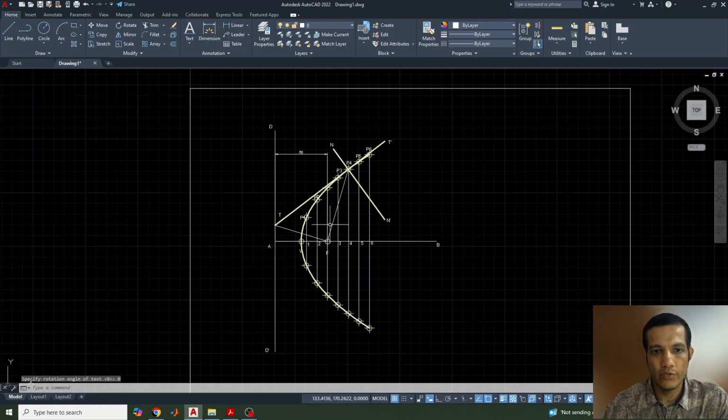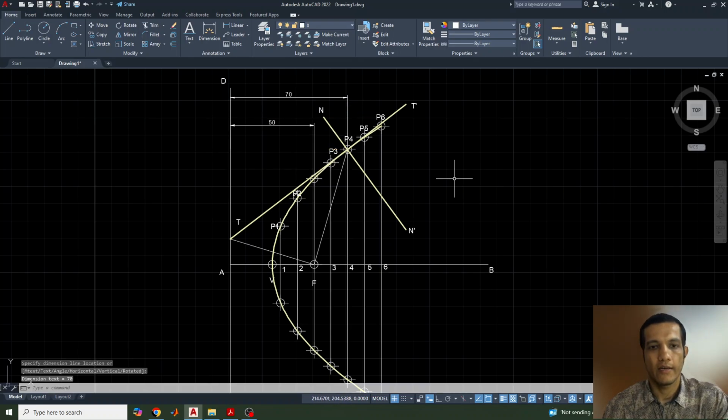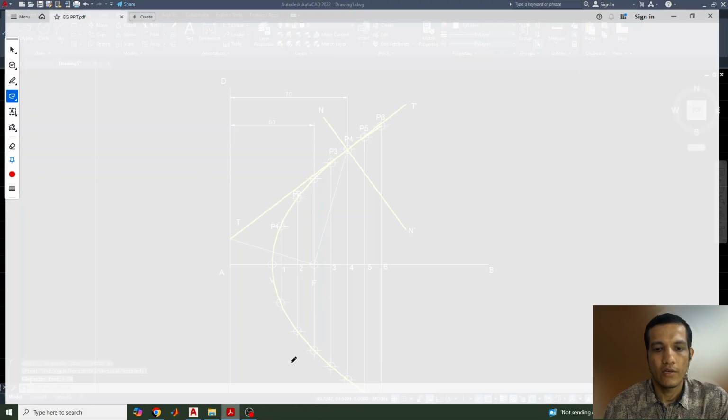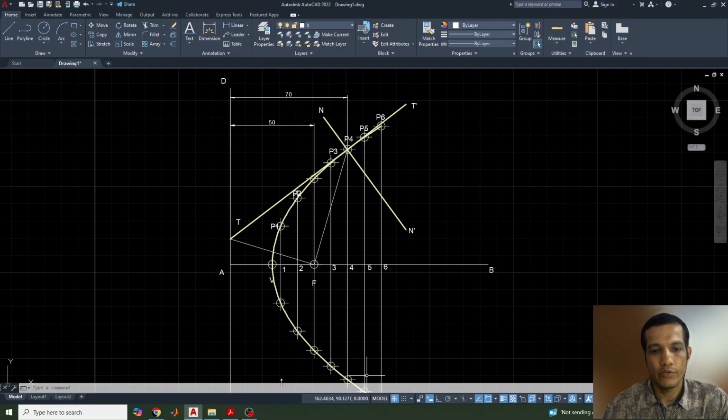So I hope all of you understood how to draw it. And one more dimension also needs to be mentioned here, from this point to this, 70, because that is given in the question. This is the distance from the directrix, 70 mm. So I hope all of you understood how to draw it.